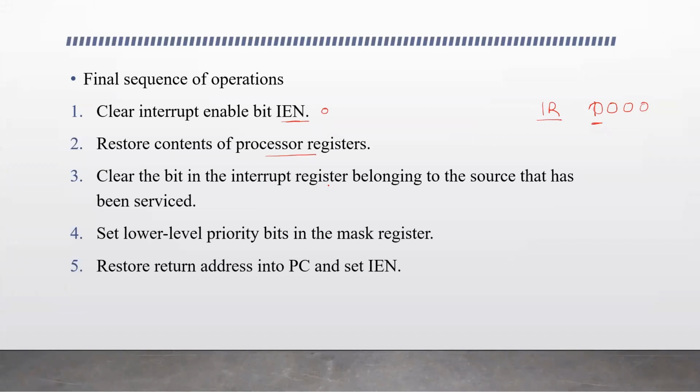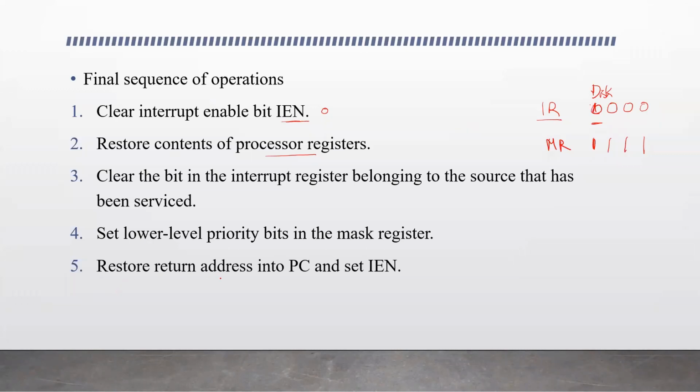And the fourth step is to set the lower level priority bits in the mask register. In the initial stage, we cleared the mask register. When this particular device, the disk, initiated the interrupt and is being serviced, all the other bits are cleared to stop the lower level devices from sending interrupts. Now we need to set all these. All these bits are set to 1 because this is serviced, and this one is set to 0.